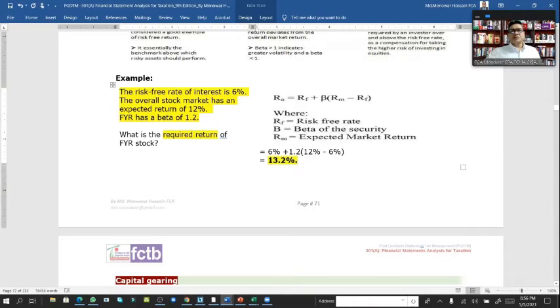So what is being done here? Risk-free rate of return 6%, plus 1.2 is beta, multiplied by 12% is market return, minus 6% is risk-free rate of return. Sometimes market return minus risk-free rate of return is also called the risk premium.